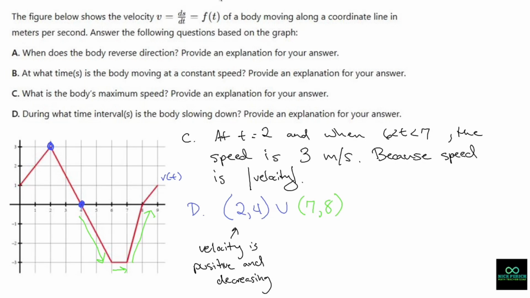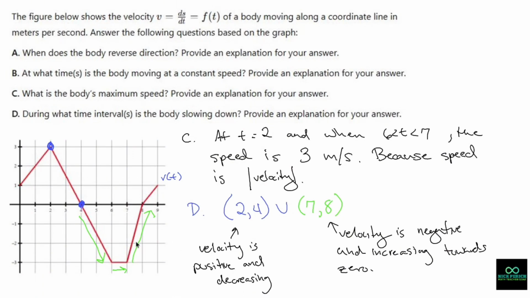And for this next one, we could say that the velocity is negative and increasing towards 0. Now what that means, one more time, is since we're moving backwards, we're going from moving backwards at 3 meters per second to 2 meters per second to 1 meter per second to stop. So the velocity is negative and increasing towards 0, which means you are slowing down while going backwards.